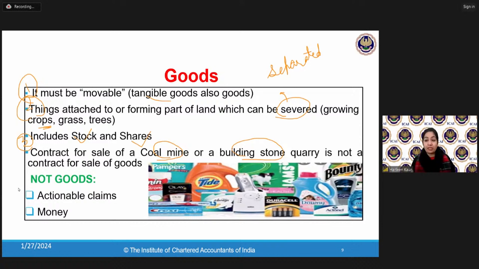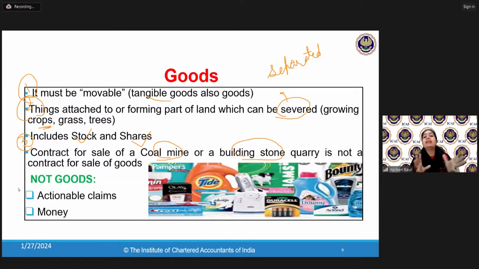Is that clear? First, immovable goods are not goods. Another two things which are not goods are actionable claims and money. Can you sell money in the market? Can I say, please buy 500 rupee notes? Can you give me 2000 rupees in exchange of a 100 rupee note? Can you sell money in the market? No, ma'am. Money is never a good. Money is used for buying the goods. Absolutely correct. But old currency notes, if you're selling them in the market to someone who has a hobby of collecting these kinds of things, that can still be considered as goods. But money which is in circulation, that means the money that you're using for buying the goods in the market, cannot be considered as goods.